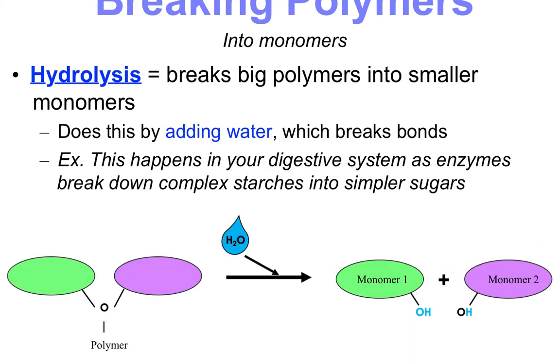Now, how we break those polymers apart is through hydrolysis. We break big polymers into smaller monomers. We do this by adding the water back. By adding the water back, you actually break the bonds. This happens, for example, in your digestive system, as enzymes break down complex starches into more simple sugars. That's why you produce a lot of saliva when you're eating. Your saliva contains those digestive enzymes, and they're the first part of digestion as they start to break down these large, complex starch molecules into simple sugars so they can be easily digested when they hit your stomach.